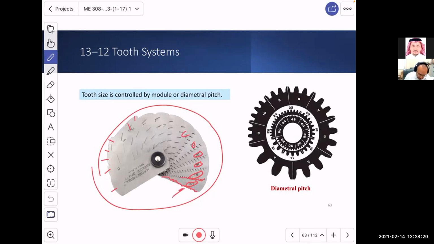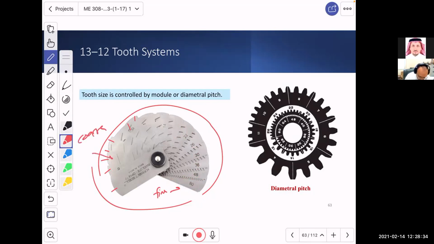This one has very fine teething. This one is very coarse. You see the 1, 2, and so on. If you take this gauge and try to match it with the thread that you have, and it matches, you can read and say, oh, this is an M4, a metric M4 threading system. It tells you whether it's fine or coarse.